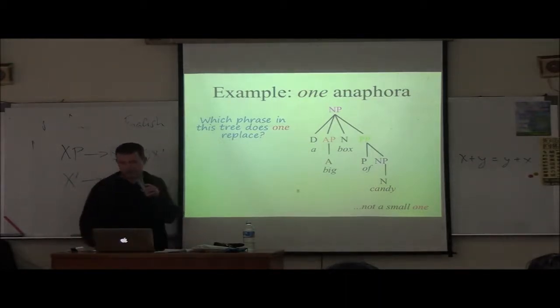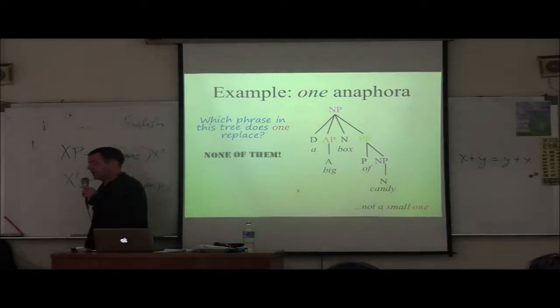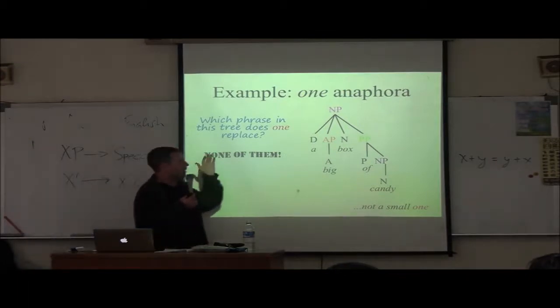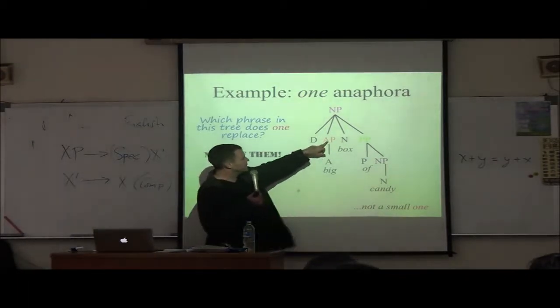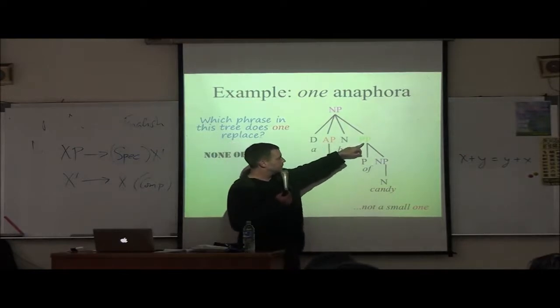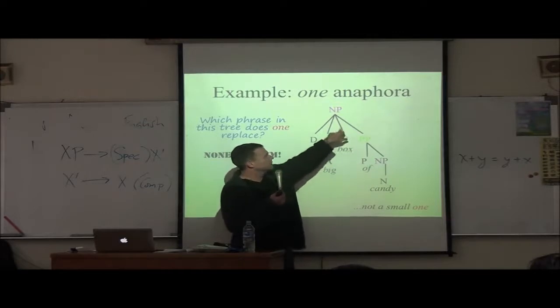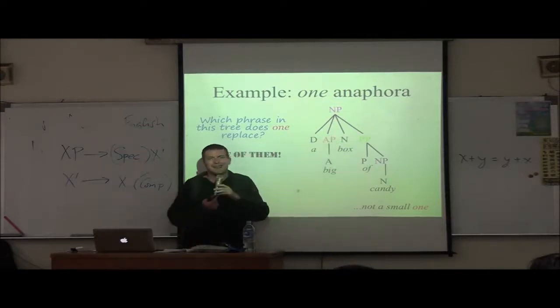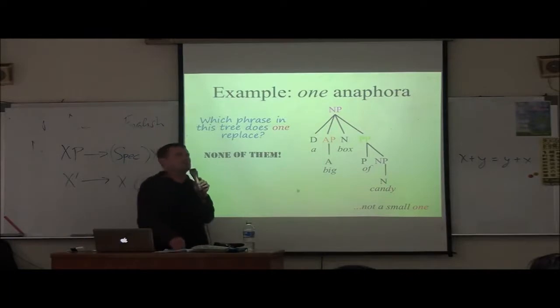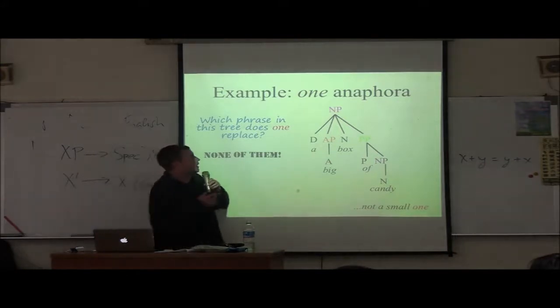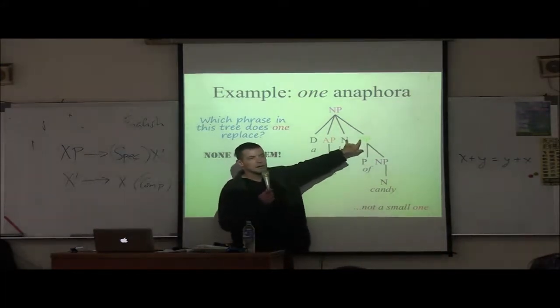And the answer is, you're going to have a problem because there isn't a phrase, right? Box of candy is not a phrase. A big box of candy is a phrase. Big is a phrase. Of candy is a phrase. Candy is a phrase. But box of candy is not a phrase in this tree. It's not a constituent. A constituent is defined as a set of nodes that is exhaustively dominated by a single node. Box of candy is not exhaustively dominated.